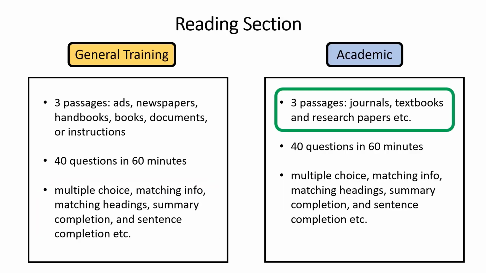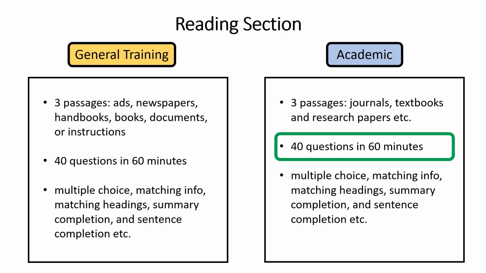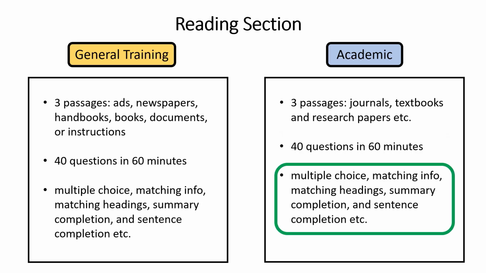In IELTS Academic, the reading section also consists of 3 passages. The passages are taken from academic resources such as journals, textbooks, and research papers. You get 60 minutes and you have 40 questions to solve in those 60 minutes. And the format is the same as IELTS General Reading.